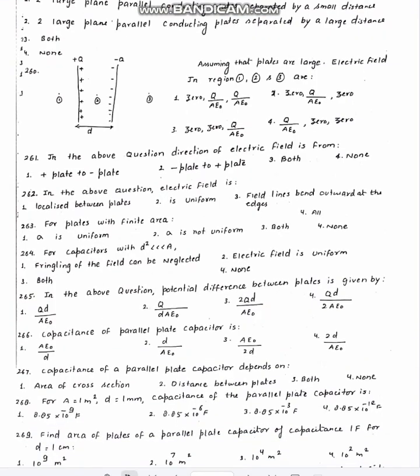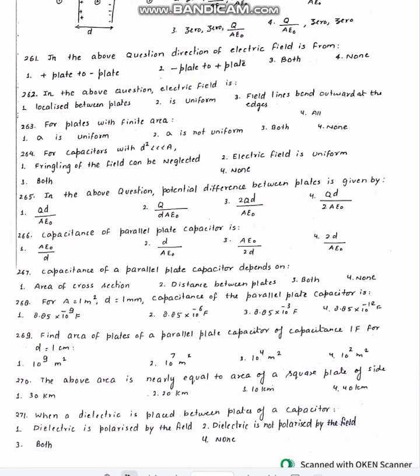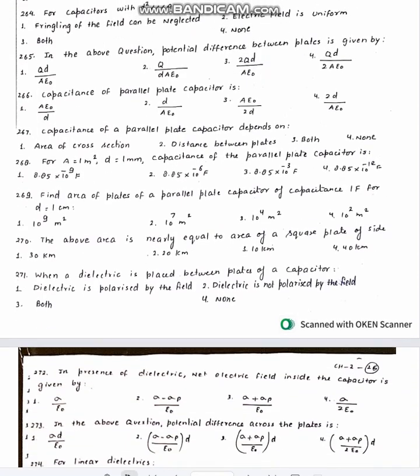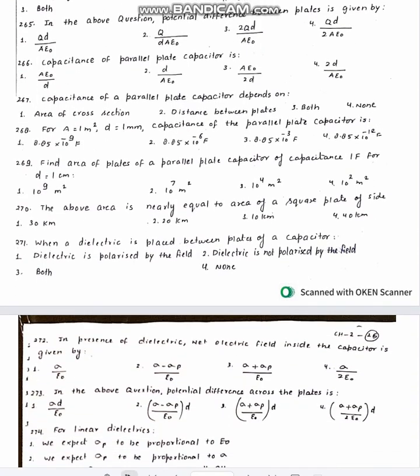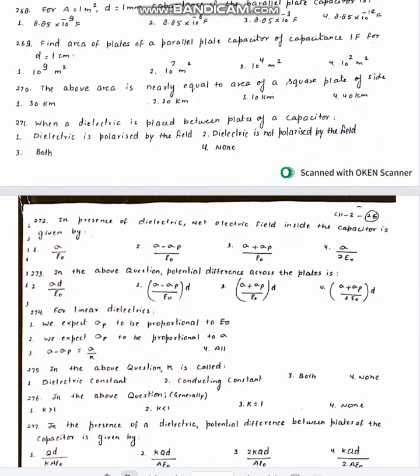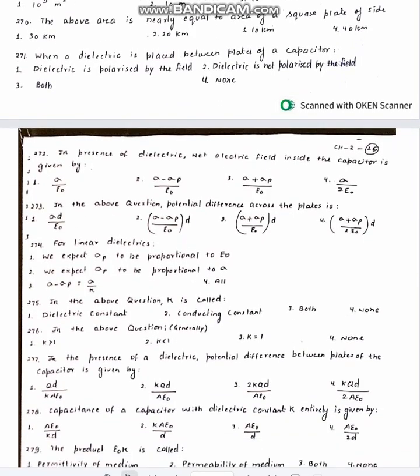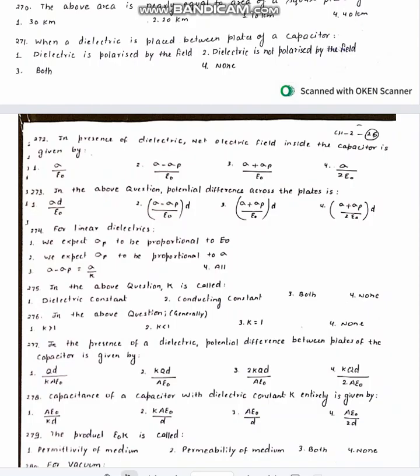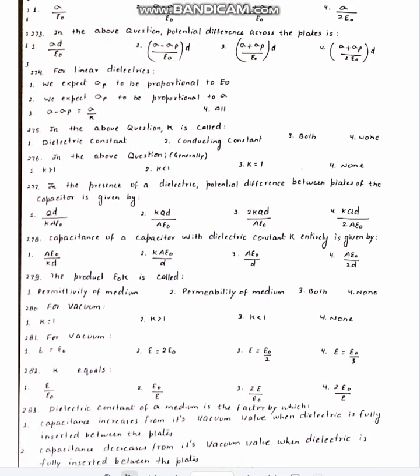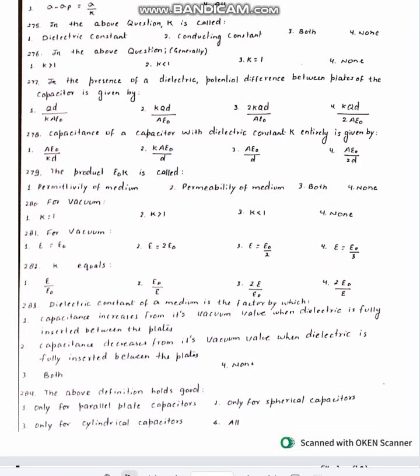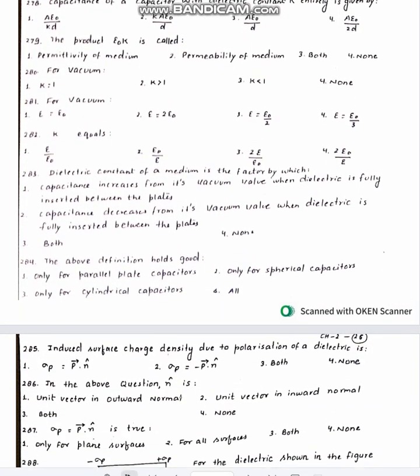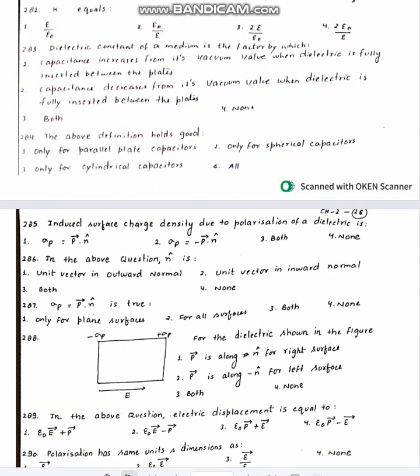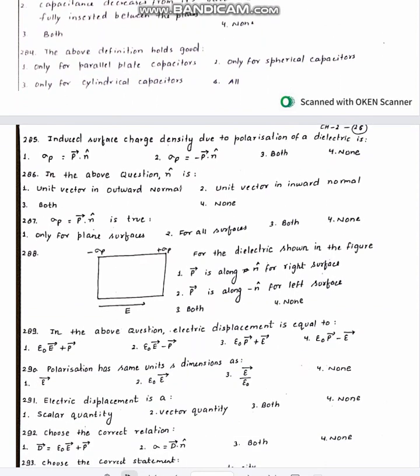Then we have finite area field, then capacitors, calculation of capacitance, problems on the calculation of capacitance in different cases, area of capacitor, etc. Then we have questions based on electric field inside capacitor, potential difference across the plates. Then we have concept of linear dielectrics. Then we have potential difference between plates of capacitor, vacuum relation, K relation.